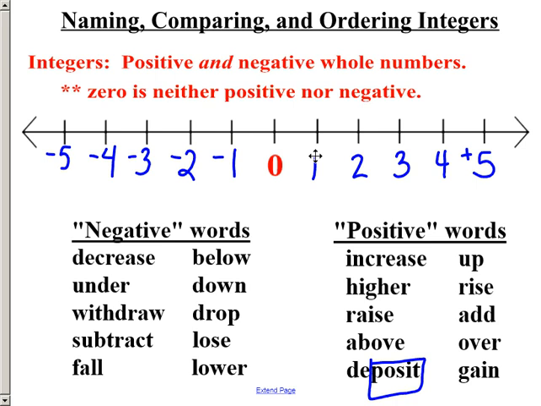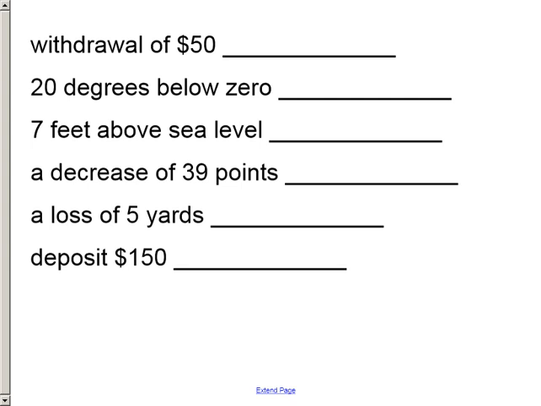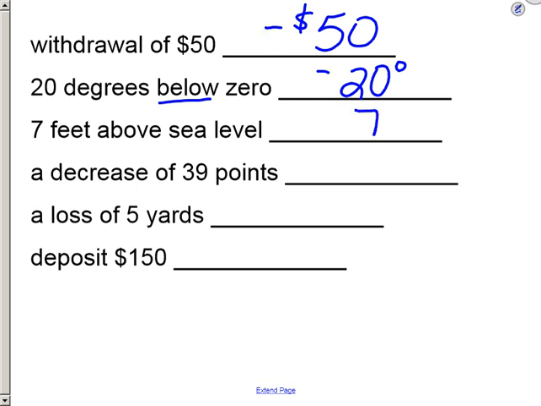And when we look at situations, again, we see this a lot of places. So let's look at some situations and see if we can pick out the keywords. So if I make a withdrawal of $50, as I said, we're going to say that that's a negative $50. So we would write it negative $50. We do need to use the unit there. 20 degrees below 0, that could be a temperature of negative 20 degrees. The word below is our keyword that tells us that it was a negative. 7 feet above sea level is going to be a positive 7 feet. We can put the positive symbol there if we want to, but we don't have to.